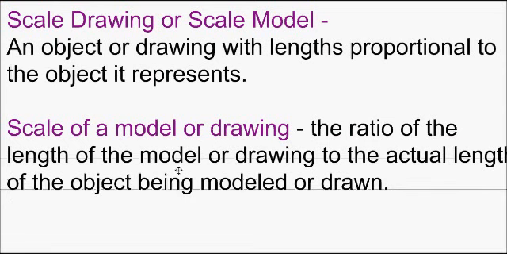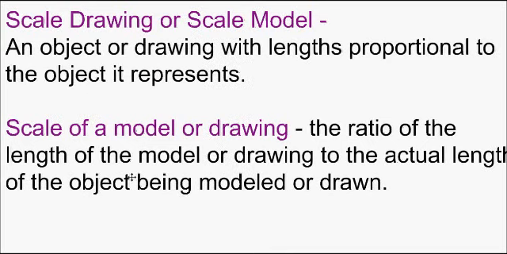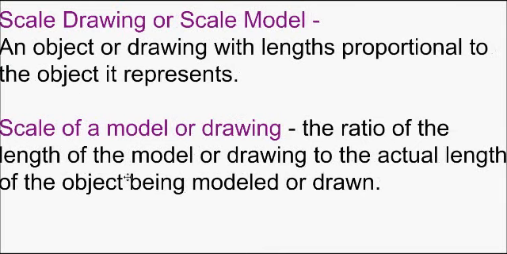The scale of a model or drawing is the ratio of the length of the model or drawing to the actual length of the object being modeled or drawn. So model or drawing comes first, or would be the top part of the fraction, and the actual object would be the second number or the denominator of the fraction.